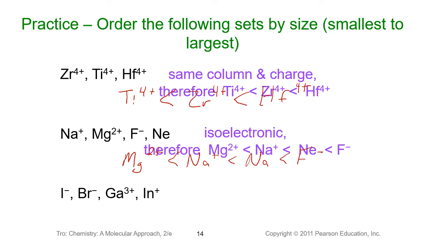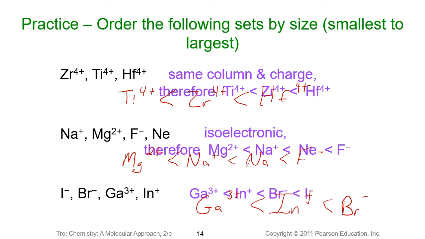If we look at the last four, these move around the periodic table a little bit more, but our gallium has the largest positive charge, then our indium. Then if we look at bromine and iodine, bromine is higher on the periodic table, so it will be a little bit smaller than our iodine, which is further down.